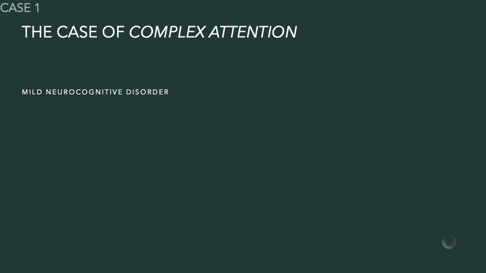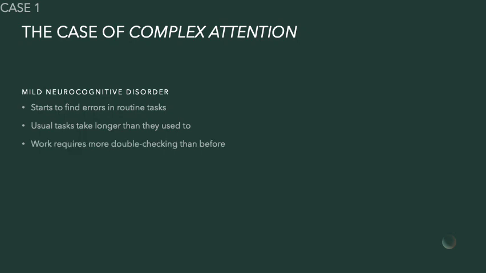Individuals with mild neurocognitive disorder who have difficulties with complex attention may start to find errors in routine tasks, notice that usual tasks take longer than they used to, and that their work requires more double checking than before. In terms of thinking, they may notice that it is easier to think when they are not competing with other stimuli.